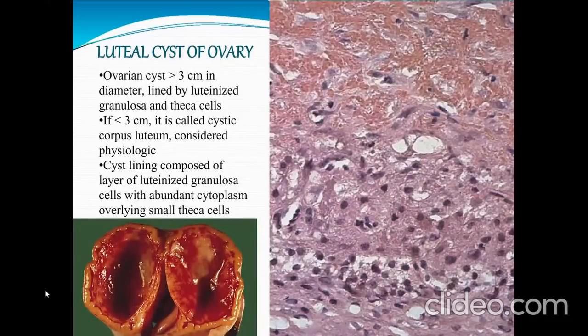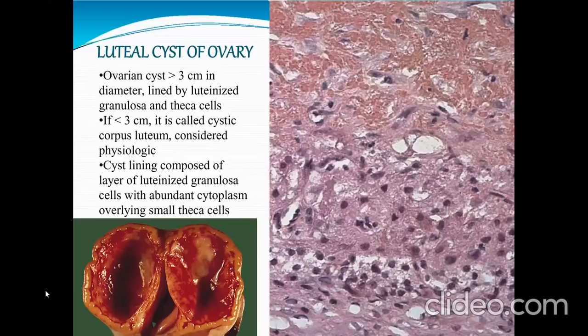Now we'll look at the luteal cyst of ovary. Till now we were discussing follicular cyst. Now we are looking at luteal cyst or corpus luteal cyst. It is an ovarian cyst which is more than 3 centimeter in diameter, and it is lined by luteinized granulosa and theca cells. Now I'd like you to pay attention to this fact that if it is more than 3 centimeter, only then it is called a corpus luteal cyst of ovary. If it is less than 3 centimeter, it is called a cystic corpus luteum, and it is considered physiologic. And the cyst lining is composed of layers of luteinized granulosa cells with abundant cytoplasm overlying small theca cells.